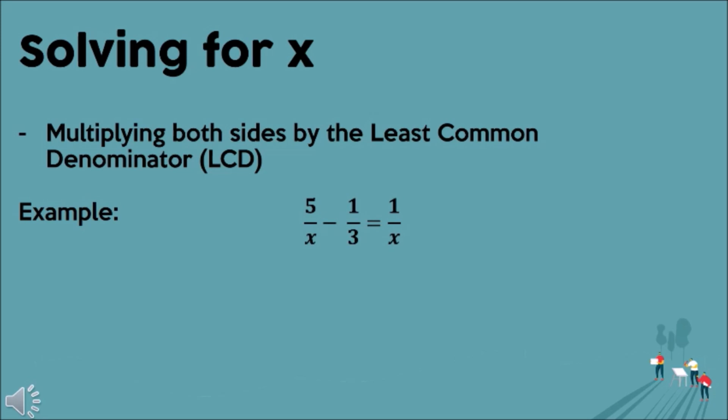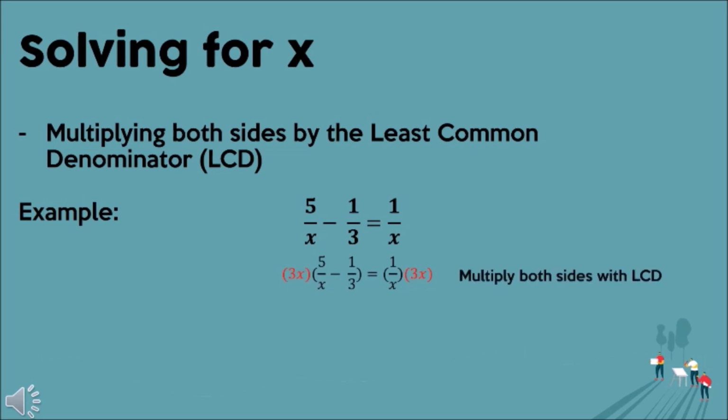Now let's solve for this one. 5 over x minus 1/3 is equal to 1 over x. As we can all see, there are two terms on the left side of the equation, so we cannot apply cross-multiplying directly. So the first step in answering this problem is identifying the least common denominator. In this case, the LCD is 3x, so we multiply that to both sides for us to eliminate the fraction.